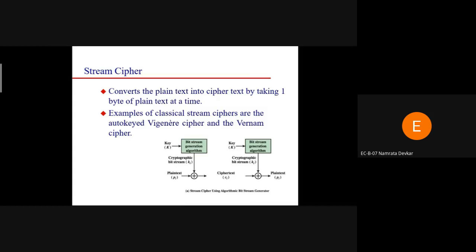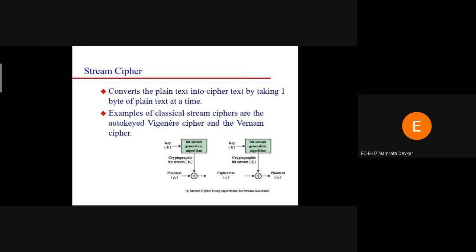Okay, so the stream cipher can convert the plain text into the cipher text by taking one byte from the plain text at a time. Okay, so what is the concept of stream cipher? So we have a plain text. That is called the original message. The original message contains a lot of numbers, a lot of information. So first we can convert the plain text into the cipher text by using the various algorithms.